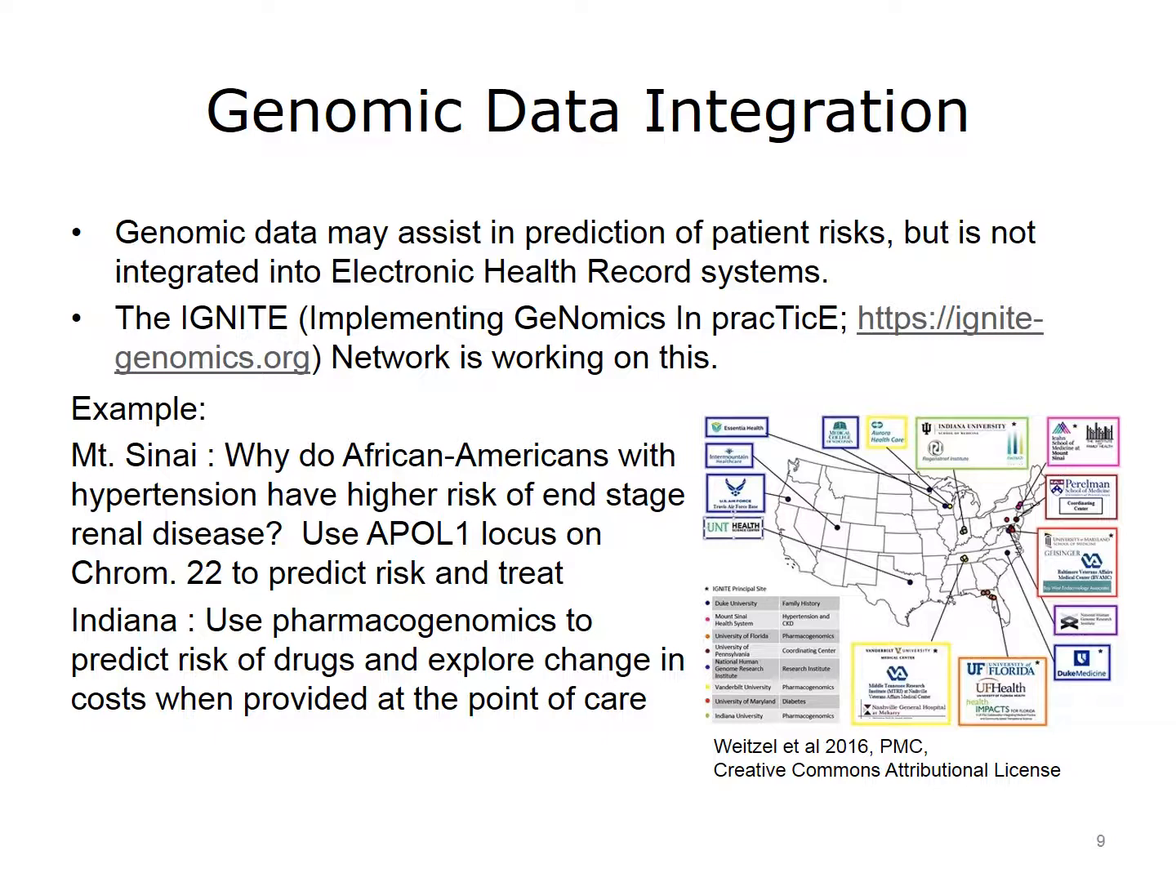Two examples are given from the network. Mount Sinai in New York is looking at why African Americans with hypertension have more kidney failure or end-stage renal disease. They found that particular alleles from the APOL1 locus vary by race and may help predict risk and provide insight into different approaches to treatment. Similarly, Indiana is using what we know about how people process drugs based on their genetics, known as pharmacogenomics, to help people pick both the right drugs and the right doses to avoid costly complications. The IGNITE network wants to see if providing this information reduces overall healthcare costs.